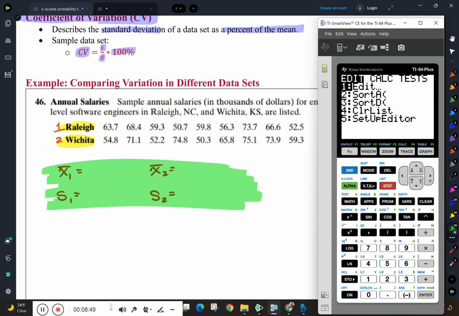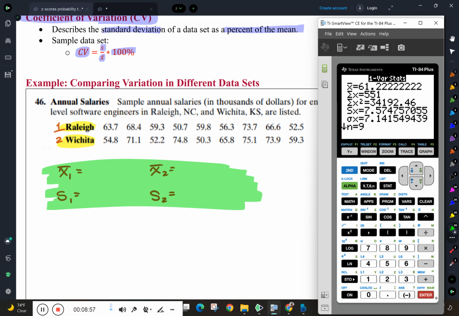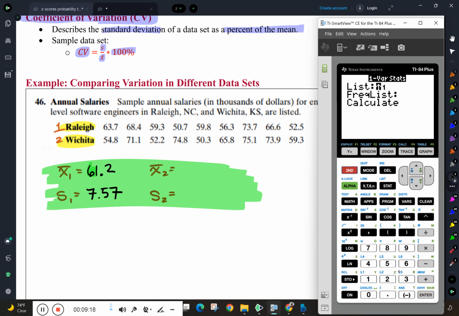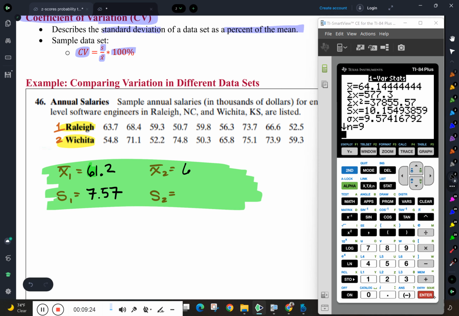I'm going to go stat, calculate, one variable stats on list 1 only, so I'll clear that out. This is going to give me all the 1 stuff: a 61.2 mean with a standard deviation of 7.57. Now I'll do it again, stat, calculate, one variable stats, this time for list 2. I get a mean of 64.1 with a standard deviation of 10.15.